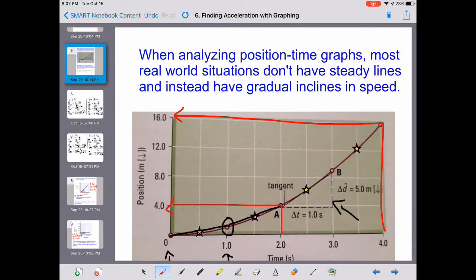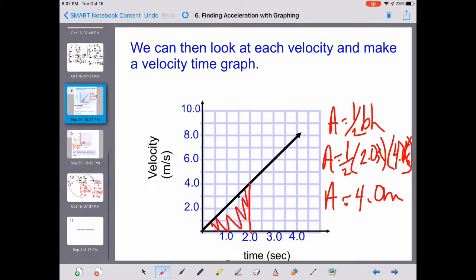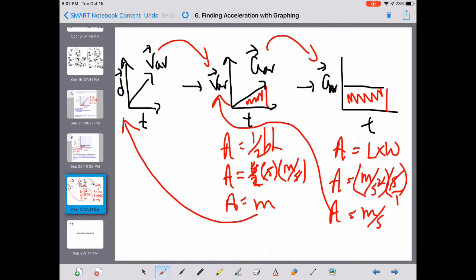So we can take a look at any point, any time interval, and we can find what the positions are. And it's all connected from this whole idea of seeing that distance time can connect to speed time, can connect to acceleration time graphs. That's definitely a cue card kind of thing.